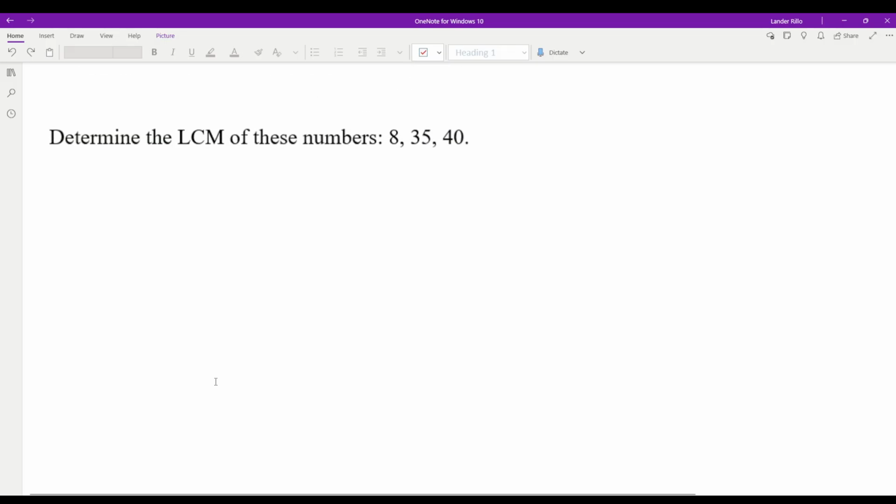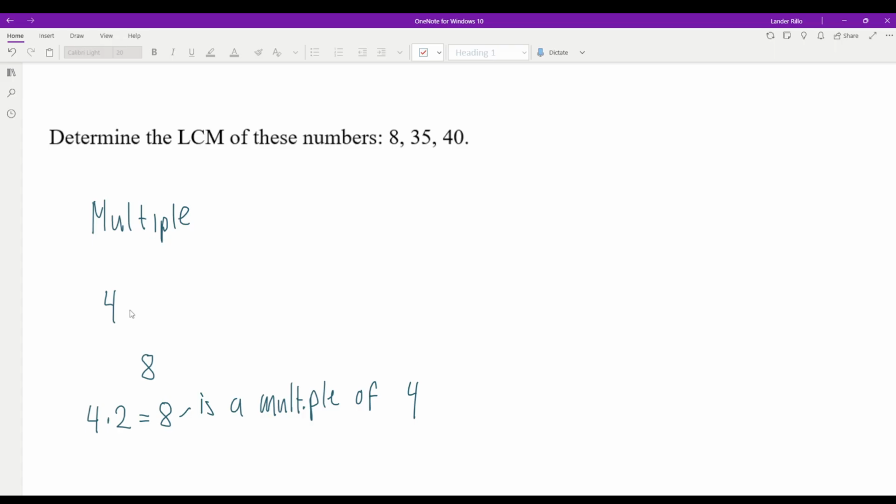Well, first off, it's exactly what it is. First, a number or a multiple. So what is a multiple first? A multiple of a number is the product when you multiply that number by any other number. So let's just say 4. A multiple of 4 is 8 because you can multiply 4 times 2 to get 8. So 8 is a multiple of 4.